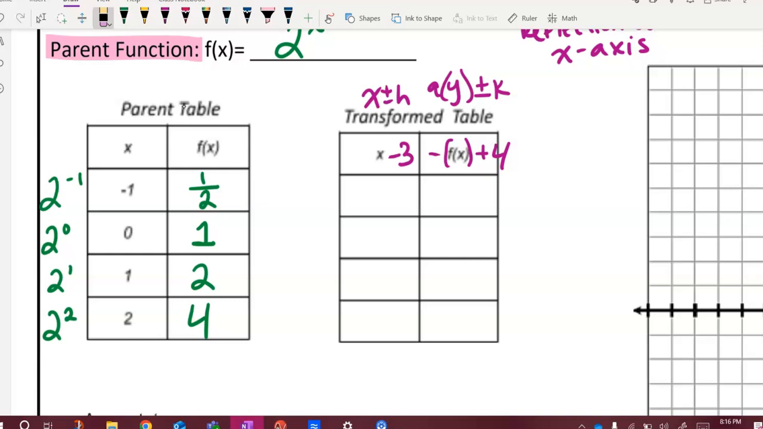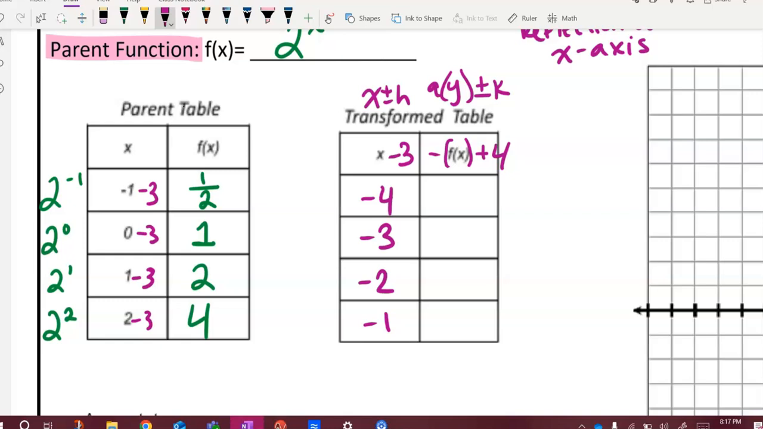Okay. So looking at these x values here, we're going to subtract 3 from each of them. Negative 1 minus 3 is going to give us negative 4. 0 minus 3 is negative 3. 1 minus 3, negative 2. And 2 minus 3 is negative 1.